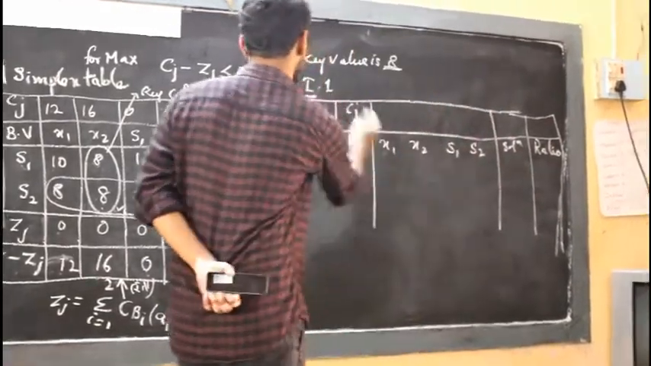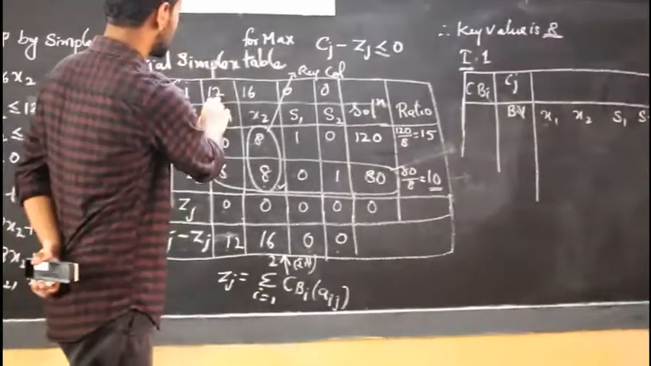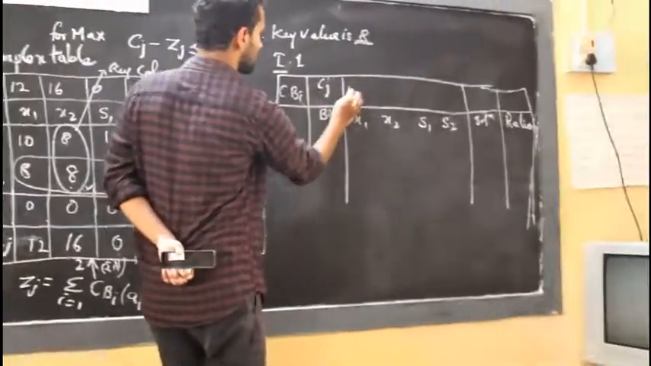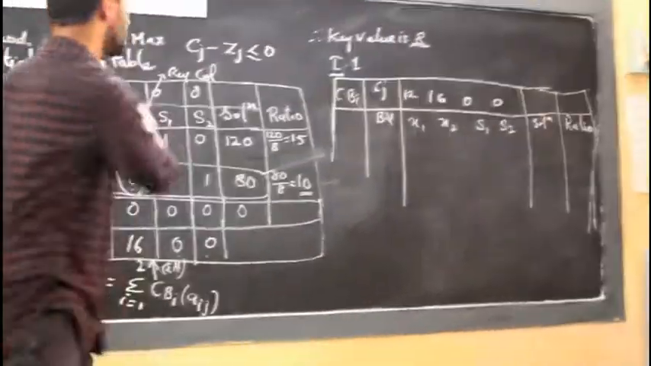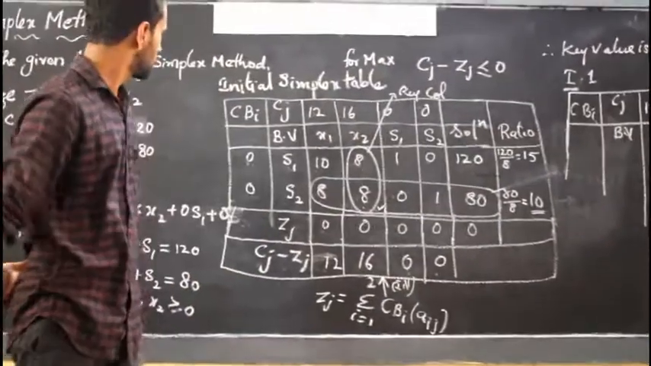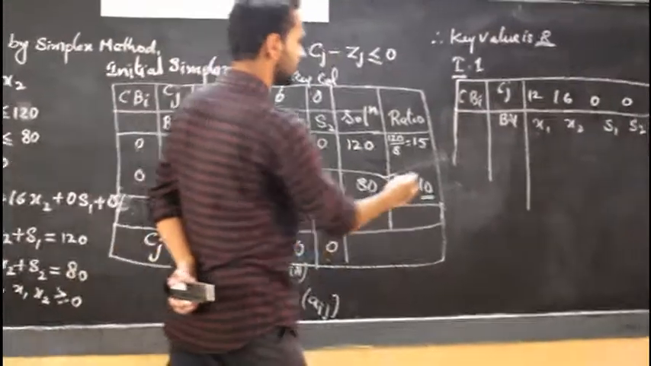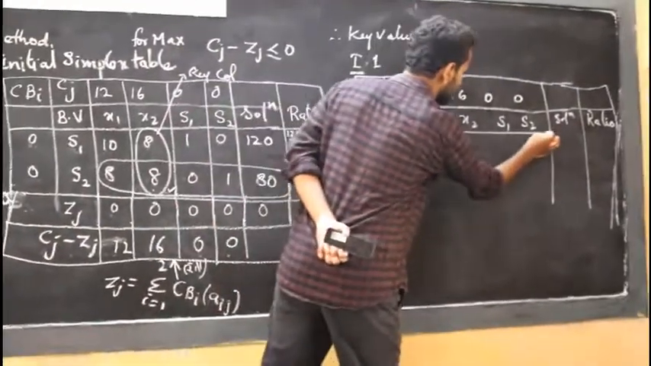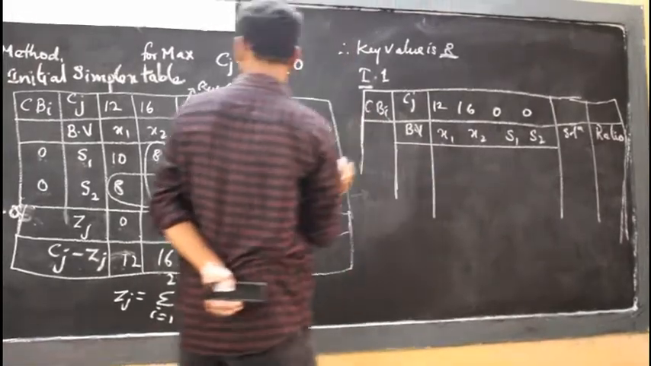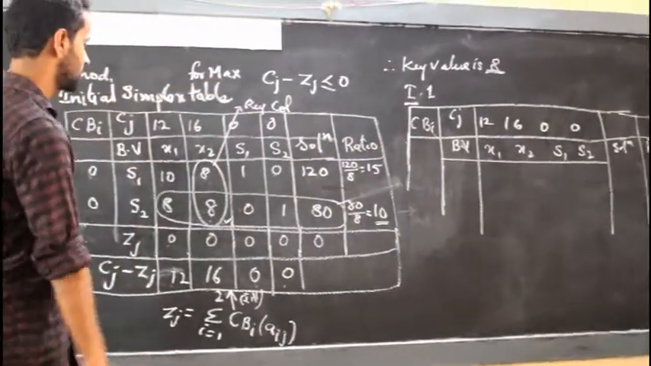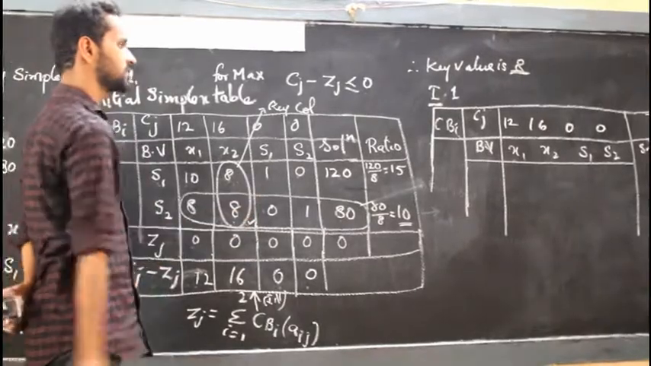Now, what is the coefficient? Again the same values will be retained: 12, 16, 0, 0, because there are no changes in the objective coefficients. Now I will come back to the basic variables. Okay, now look at it. What is the first constraint I have here? What I need to check is how to retain that system inside.